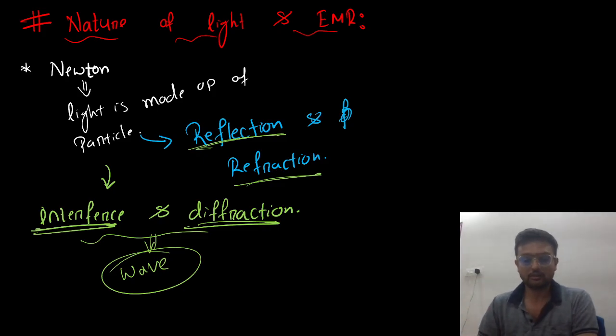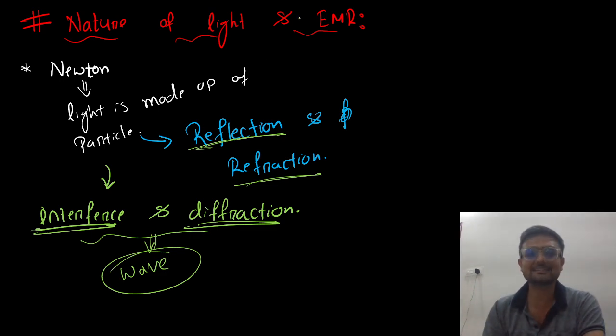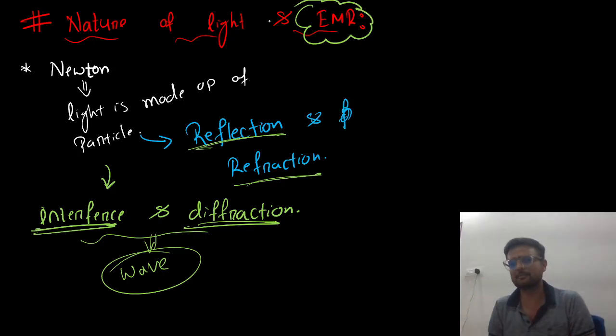So we'll come back to this thing. Before that, let's see what is EMR, what is electromagnetic radiation. First, let's learn about this radiation part, and then we'll come to this dual nature of light and all, right? So let's go with the next thing, that is electromagnetic radiation. I'll write it in short form, EMR.